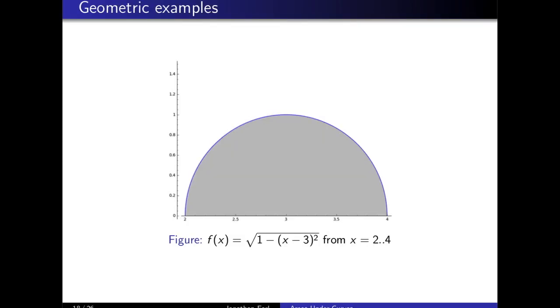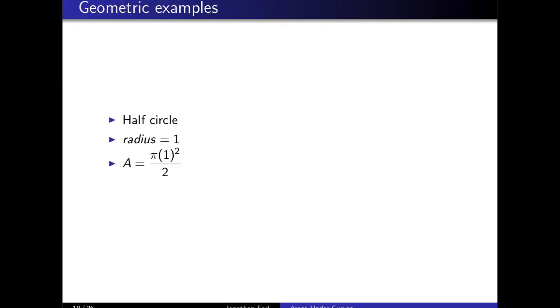Maybe we have the function square root of 1 minus (x minus 3) all squared going from 2 to 4. The function is maybe not obvious what it is, but from the picture we can see that we're clearly looking at a half circle of radius 1 centered at x equals 3. So because we're dealing with a circle of radius 1 and it's a half circle, our area will just be pi times r squared over 2. R is 1, so we get pi over 2.